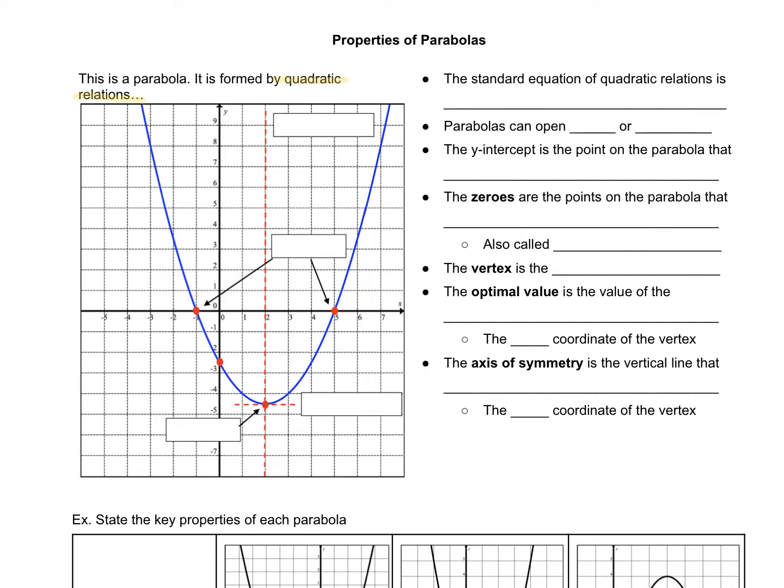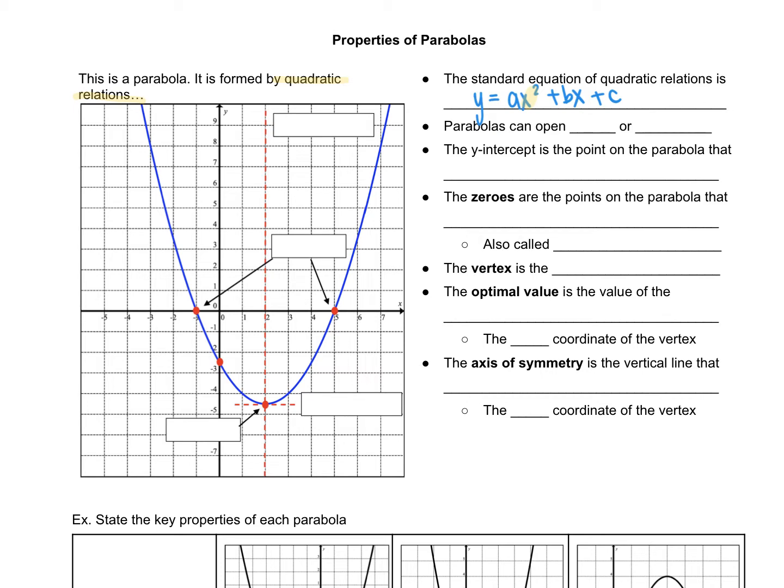So the equation of a quadratic relation is y equals ax squared plus bx plus c. And it is this x squared term that tells you that the relation is quadratic. So for a line or a linear relation, it was y equals mx plus b. All you saw was an x term. In quadratic, you have to see that x squared term.